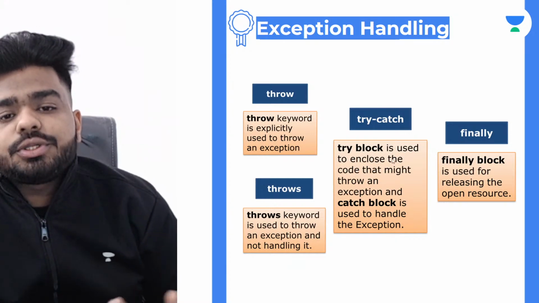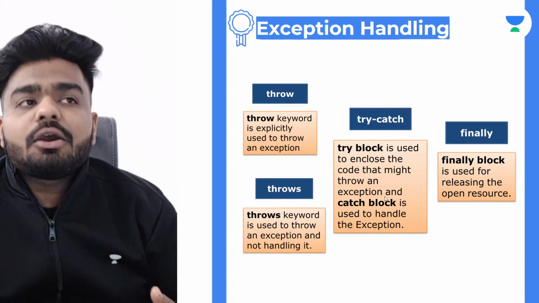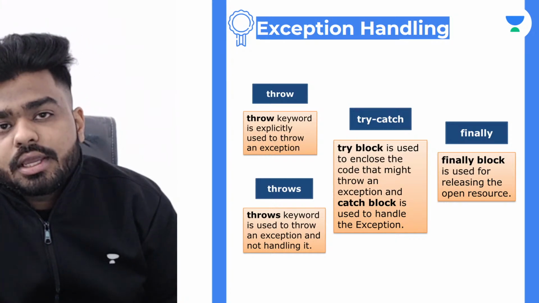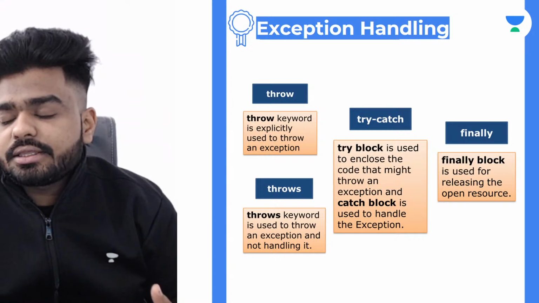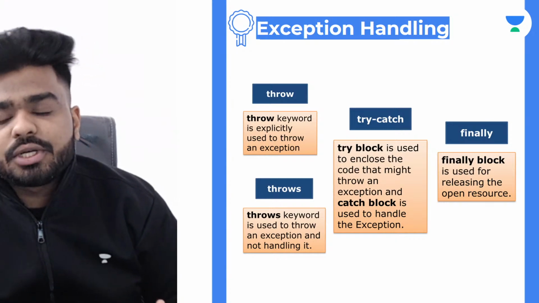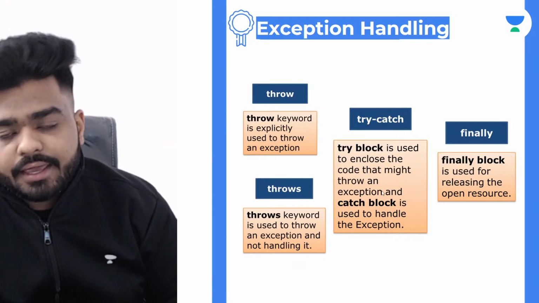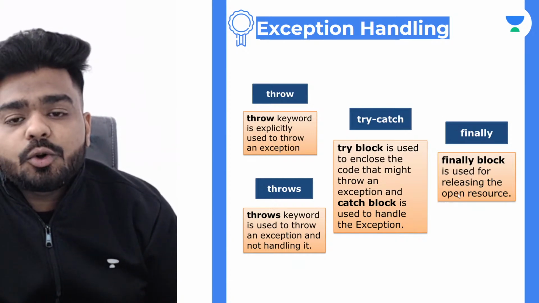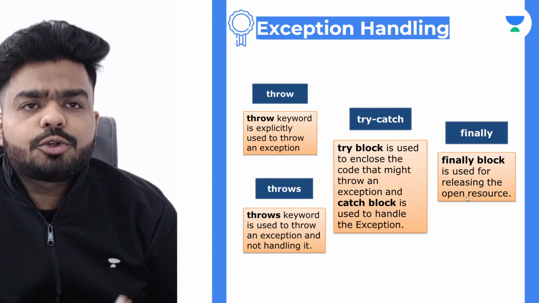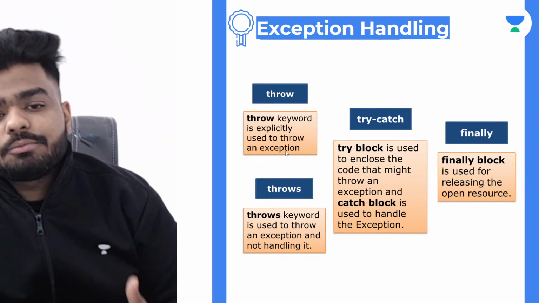The try block is used to enclose the code that might throw an exception. Might means it may or may not. We do not know. If we have even a 1% chance that we think this statement will throw an exception, I will put it inside the try block. The catch block is used to handle the exception. We have seen about finally also. The finally block is used for releasing the open resources. That means whatever we want to print or release, we can do it. Now let's come to throw and throws.